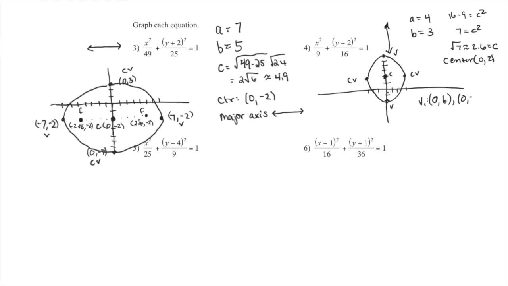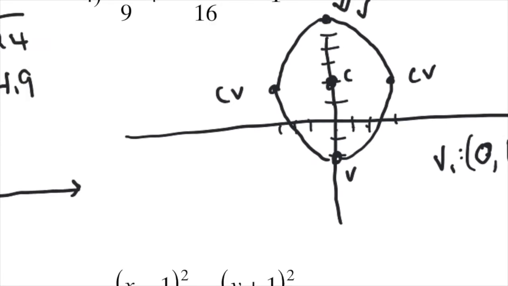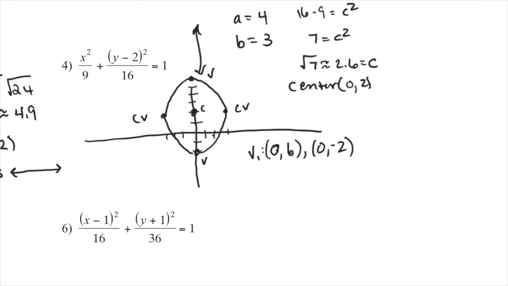Here I've already labeled everything except for the foci, so I'm writing down my vertices. I used A to get those, and then I'm going to zoom in a little bit and figure out the foci. Needed to erase that a little bit. We're going to use 2.6, and remember the foci always go with the major axis. So I'm going to use the 2.6 to go up 2.6 and down 2.6.